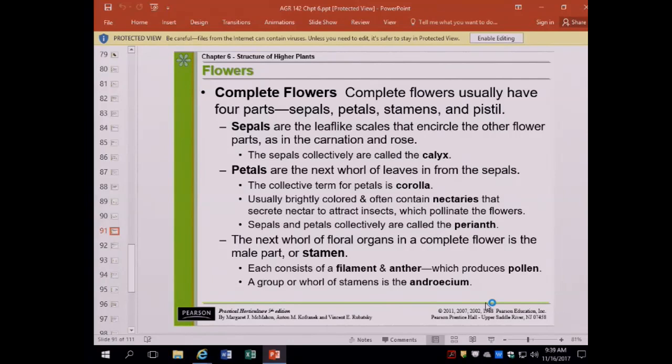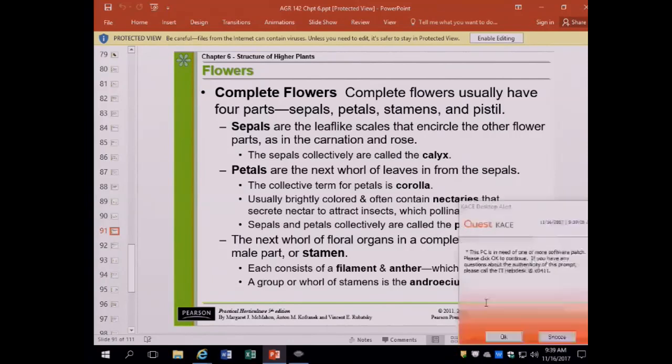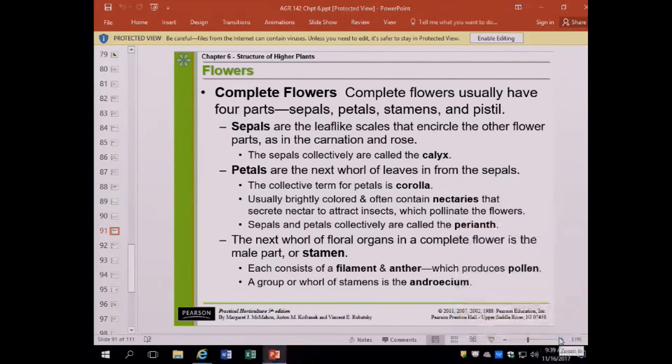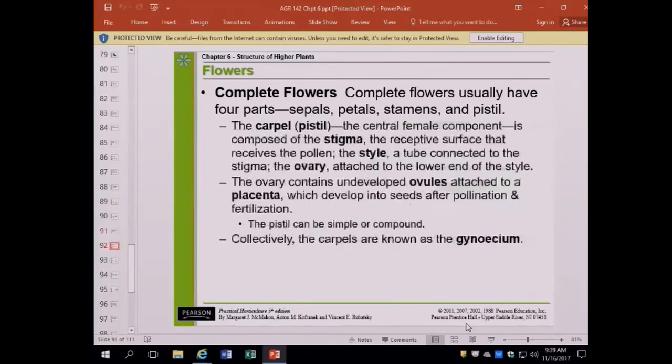So as we talk about the picture of a complete flower, you've got the pistil in the center of it, and the stamen, which contains the anthers and the filaments, around that component. And they are the origins of the pollen that we have. As we talk about this, we'll talk also about the carpel, or it's actually the base of the pistil, and that's the central female component of a flower.